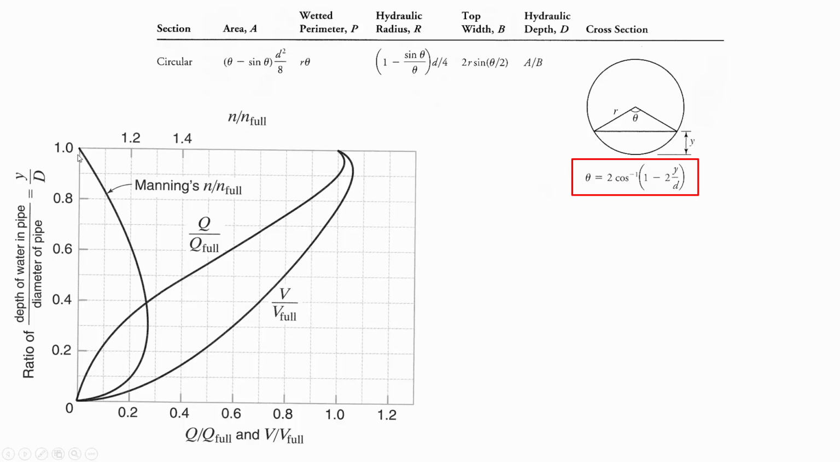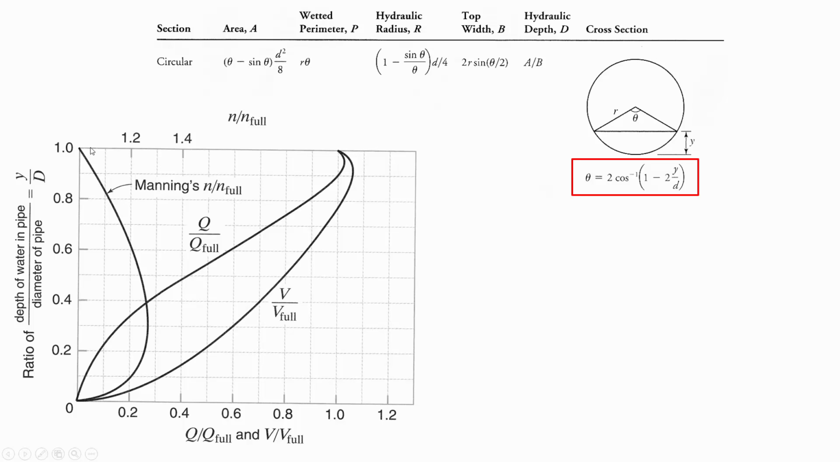All right, and then the ratio of the Manning's n to the n value when it's full. We read that off of the top here, and you'll notice that the best you can do here is 1.0, the n value to n full. So if the pipe is all the way full, then you have an n value the same as n full, but otherwise the n value is larger if it's not all the way full.